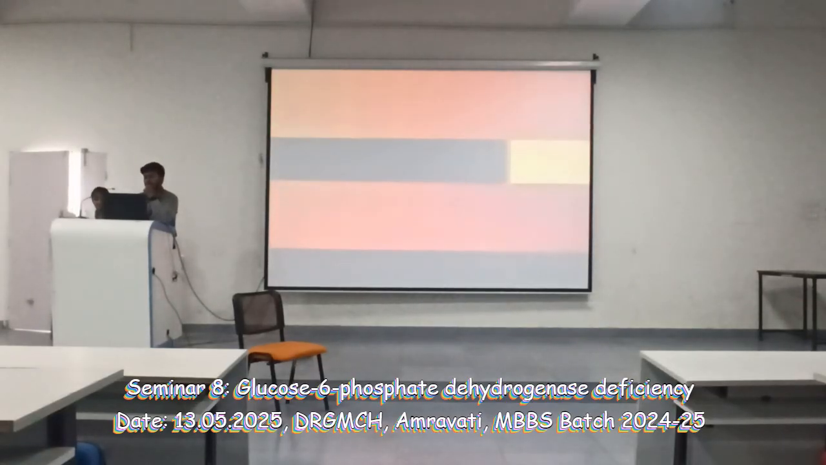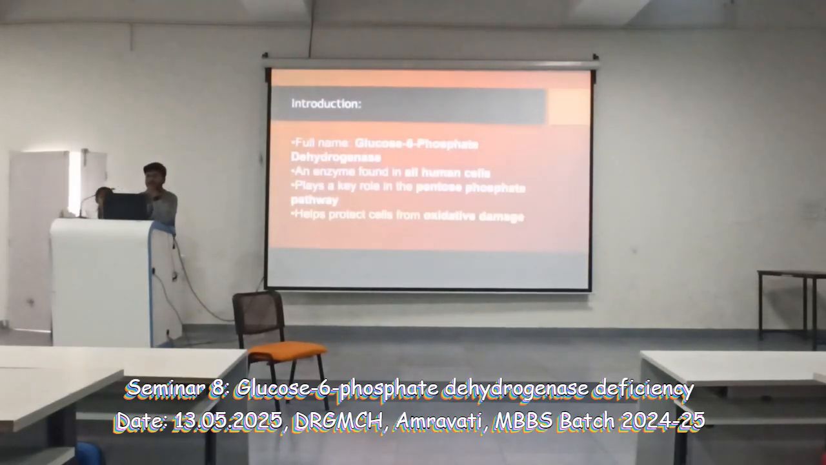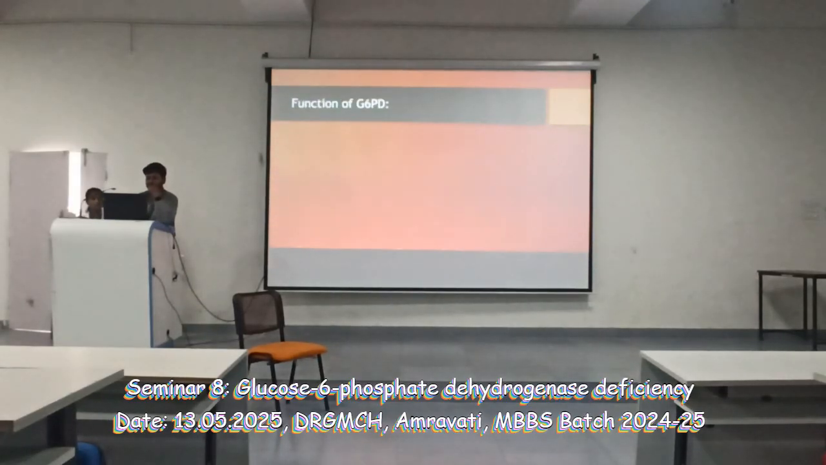Today we are gathered here to deliver some information regarding G6PD deficiency. So, the full form of G6PD is Glucose-6-Phosphate Dehydrogenase, the enzyme which is found in all human cells. It plays a very important role in the pentose phosphate pathway and protects cells from oxidative damage.